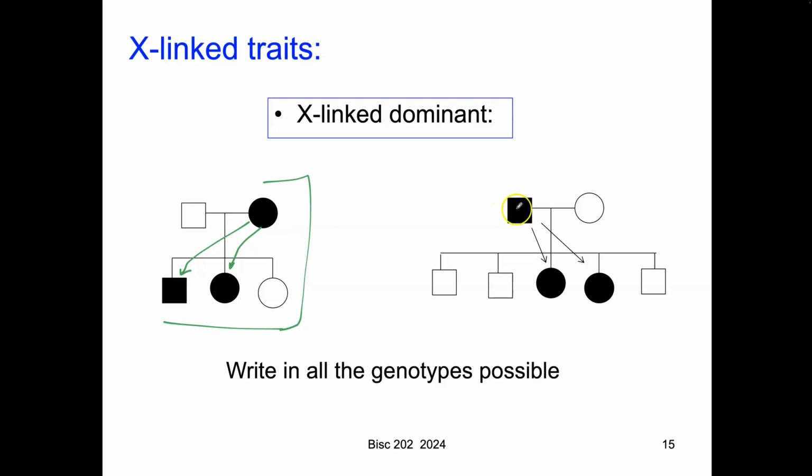And for an affected father, all the daughters, but none of the sons would have it. And when you see a pattern like that, and you don't have any other evidence elsewhere in the pedigree that is contradicting it, then we would say it must be an X-linked dominant trait.